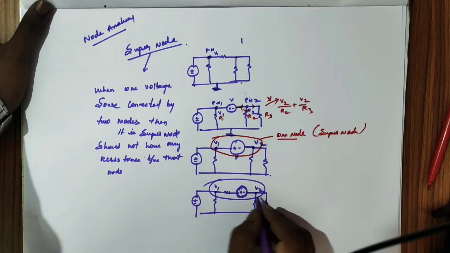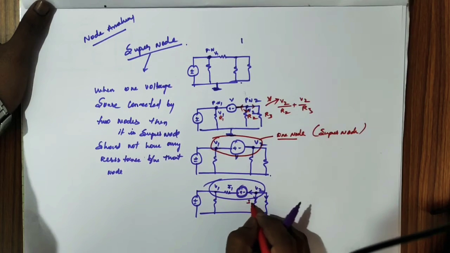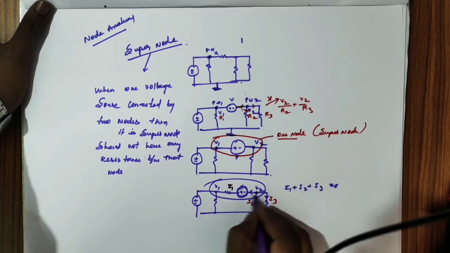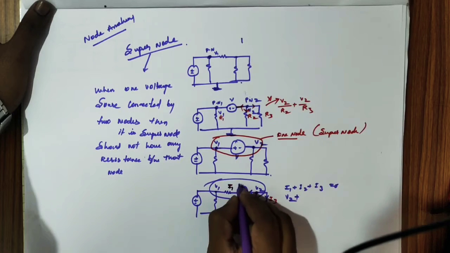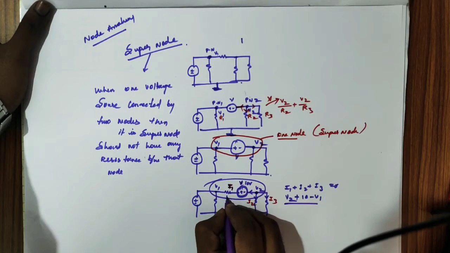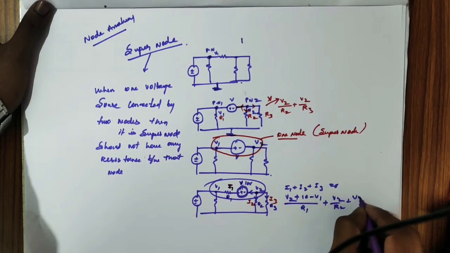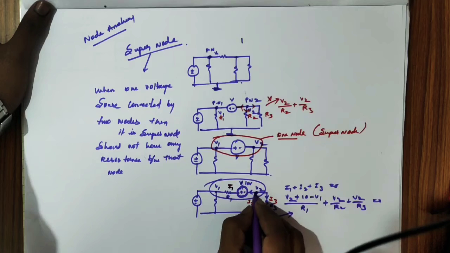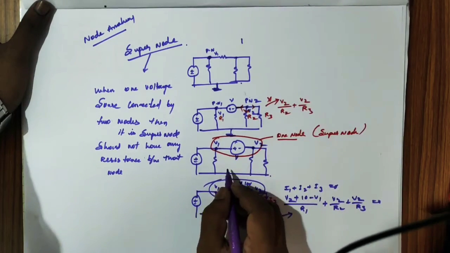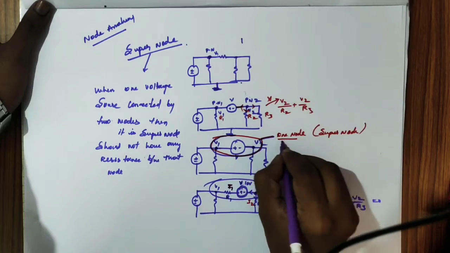If you have a resistance, what happens here? If you want to do KCL at this point, you can find the current. Let us say I1, I2, I3. KCL gives I1 plus I2 plus I3 equal to 0. Current flows like this: V2 plus this voltage source value, let us take 10 volts, so V2 plus 10 minus V1 by the resistance R1, plus V2 by R2 plus V2 by R3. So KCL works at this node because there is a resistance between these two nodes. But in the other case you don't have any resistance, so there is no provision to find the current. Therefore, when two nodes are connected by a voltage source, we call it a supernode.